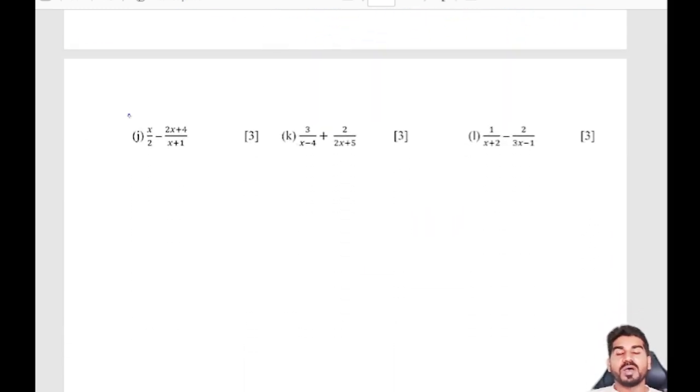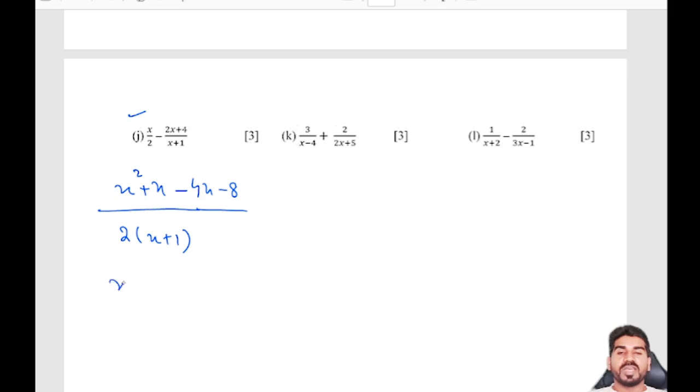Okay, next part is part J here. Again, we can take the LCM here. There will be 2 into x plus 1. This will be the LCM. Now by cross multiplying here, it will be x times x, it will be x squared here. And then x times 1, it will be x. Again, there will be the cross multiplication here. There will be negative 2 times 4x. And there will be again minus, minus, plus, and 4 times 2, 8. So this is the LCM step of part J here.